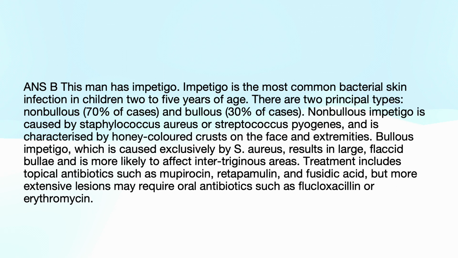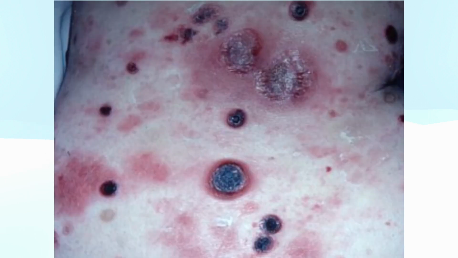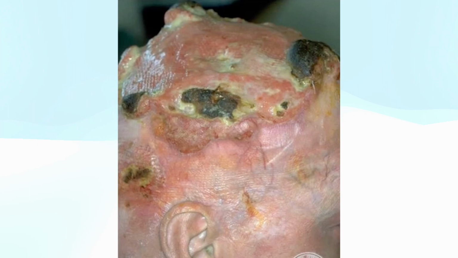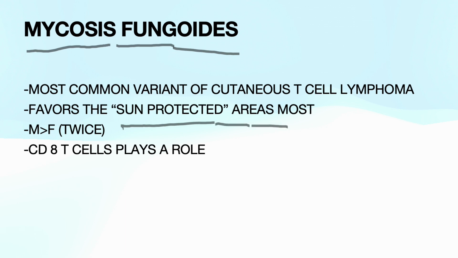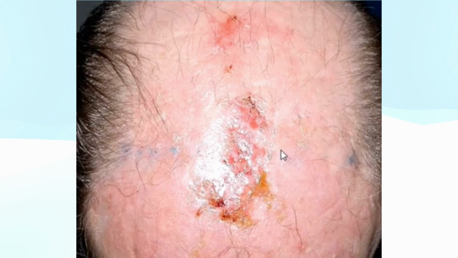Okay, now we go for another set of diagnosis. Again, once more, take a good look at it. And here we go. What is this? This is nothing but mycosis fungoides, cutaneous T-cell lymphoma. Favors the sun-protected areas the most. Most common variant of cutaneous T-cell lymphoma. CD8 cell plays a major role. This is spot diagnosis.